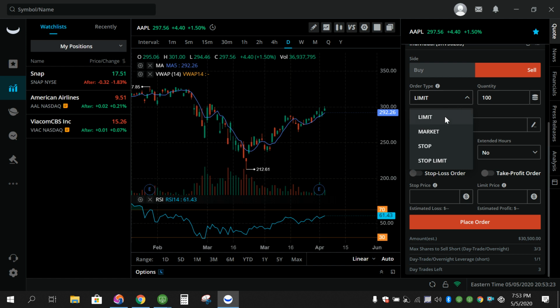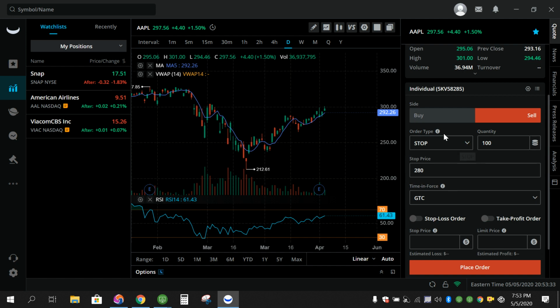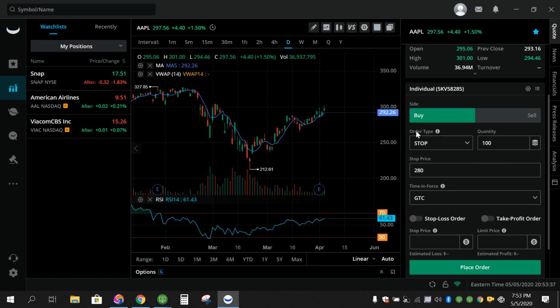All right, so that's the limit, that's the market. You have the stop orders. Stop orders are basically orders that are going to execute as market orders when they hit that price or better. So you have a buy stop. A buy stop means you're not trying to buy limit when it falls down. You're trying to buy it when it goes up. Now, why would you do that?